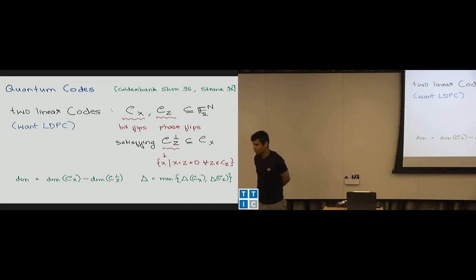A question: these CX and CZ are just certain specific classical codes? They're classical codes. They're just subspaces of F2 to the n. And when you say CZ, like phase flip, you're saying it'll be used to do phase flips? No. Actually, in classical, all I know how to correct is bit flip errors.